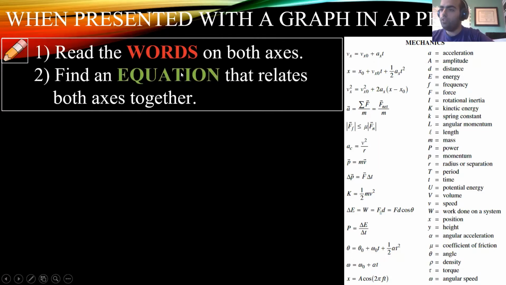And once you've read the words and found the quantities that you're working with, the next thing you want to do is look on your equation sheet for an equation that relates both of those axis quantities together. As an example, you might be given a problem where you're dealing with a force on one axis and time on another, in which case you would want to look for an equation that tells you about force and time.